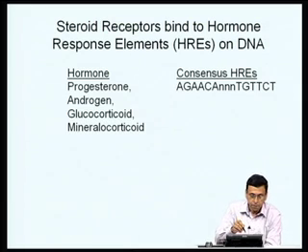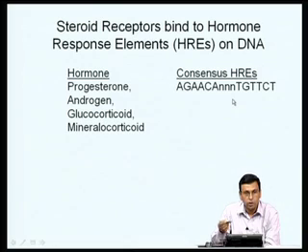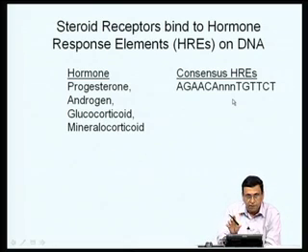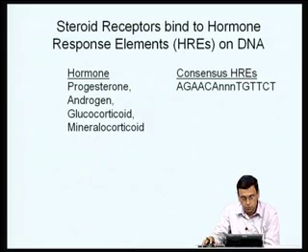And interestingly, all these 4 receptors, progesterone receptor, androgen receptor, glucocorticoid receptor and mineralocorticoid receptor, bind to a similar sequence which consists of what are called 2 half sites. AGAACA is one half site, TGTTCT is another half site, and these two half sites are separated by 3 nucleotides. It can be any nucleotide. So when you have this kind of sequence in the promoter region of a gene, you can say this is likely to be activated by any one of these hormones.